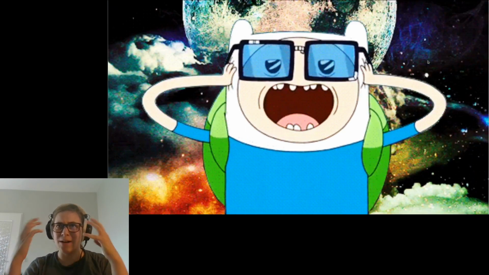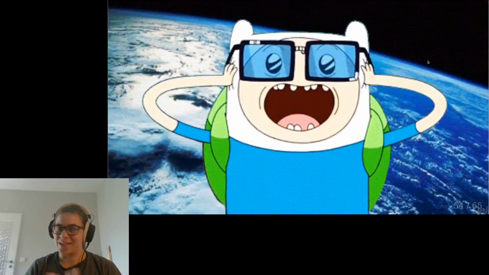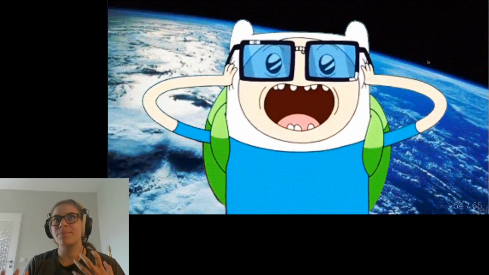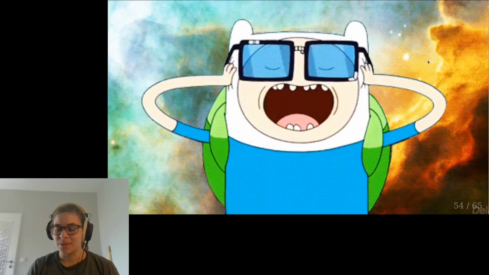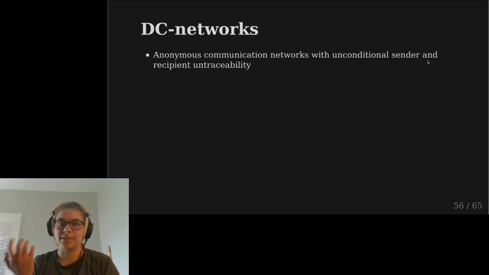And the first time I read about this, I was like, what? How can this work? This is magic. But it's really just a super simple protocol to figure out basically integrity, but also remain anonymous in a network. And I thought this is so cool. And this is obviously not just a little anecdote that I can tell you, but this is basically the basis of something called DC networks, dining cryptographers networks, which are, as you may have guessed, anonymous communication networks with unconditional sender and recipient untraceability.